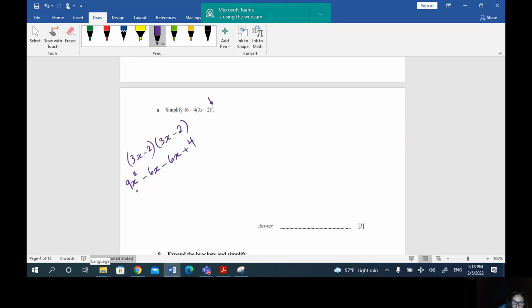Let's collect like terms. 9x squared, there is no like term to 9x squared, so it will come down as is. Minus 6x minus 6x is minus 12x. They are like terms, and plus 4 will come down as is. So equal, the 16 is on its own. Minus 4, open a bracket. That 3x minus 2 to the power of 2 will come down to 9x squared minus 12x plus 4.